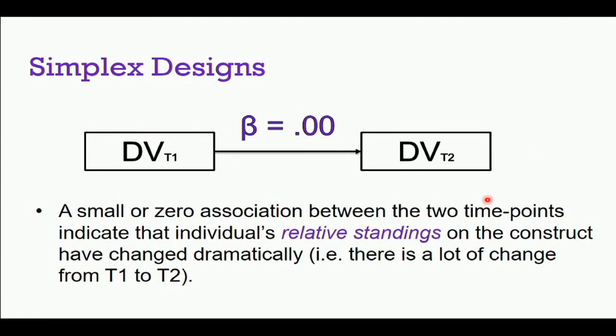A small or close to zero association between 2 time points indicates that the relative standings on the construct have changed, and changed pretty dramatically. So some of them went up, some of them went down. There's almost no correlation between those 2 points. Now, it's very rare you'll get a perfect one. It's very rare you'll get a zero autoregressive coefficient. The truth lies generally somewhere in between. But to illustrate the concept, we've gone for the most extreme examples.